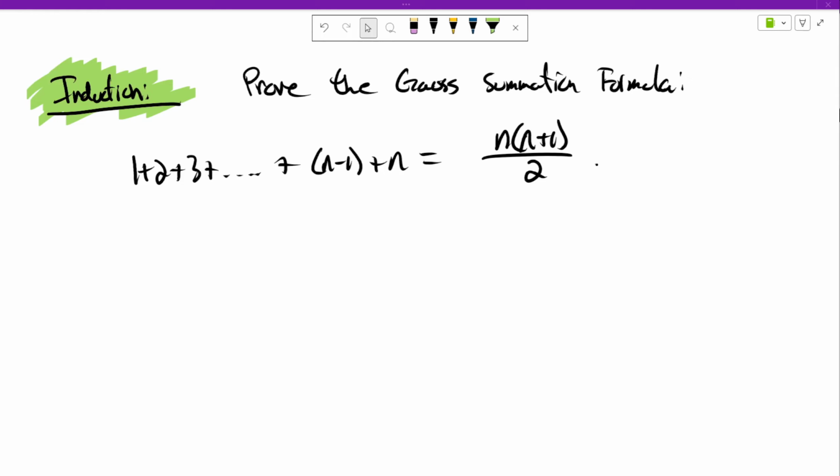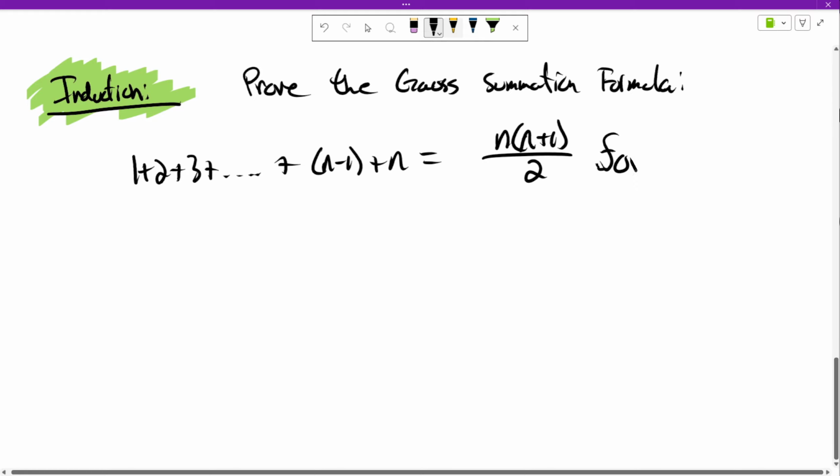In our first induction problem, we're going to prove the Gauss summation formula. The Gauss summation formula says that when you add up the first n natural numbers, you get n times (n plus 1) over 2. And this is, of course, for n bigger than or equal to 1.